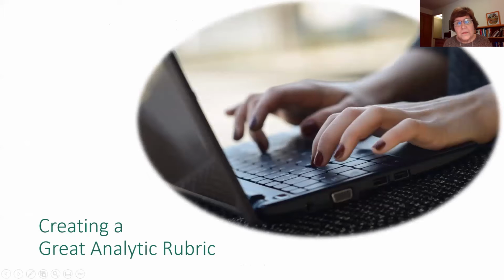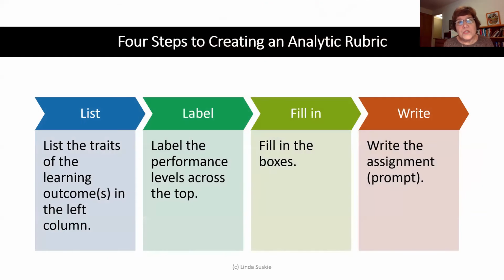So with that, let me move into the 4 steps to creating a great analytic rubric, because as I said, that's the hardest one. If you can create an analytic rubric, you can create the others. The others are a piece of cake. And here are the 4 steps. You first want to list in the left column the traits of the learning outcomes that are being assessed. The second step is to label the performance levels across the top. The third step, and the hardest one, is filling in all the boxes. And then the last step, interestingly, is to write the assignment, the prompt.